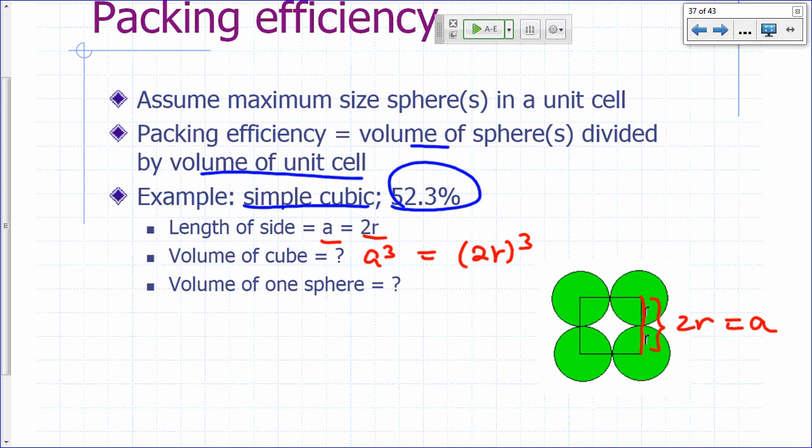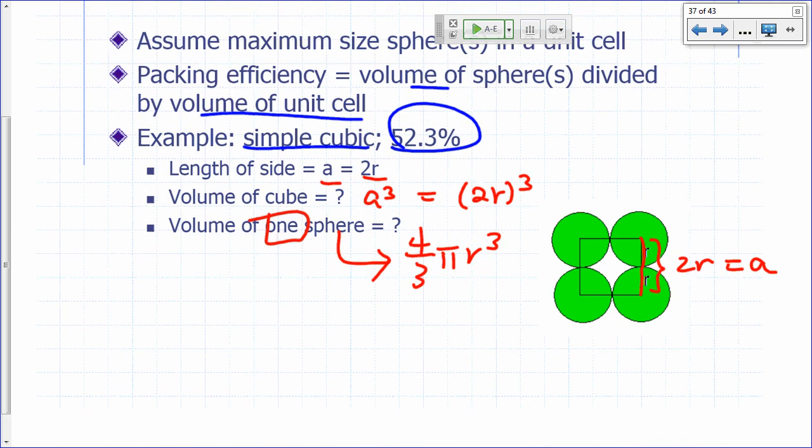What would be the volume of a sphere? You remember the formula for the volume of a sphere? It's 4/3 pi r cubed. Okay, so that's the volume of one sphere. Why are we talking just one sphere? Effectively, what did we say? How many spheres would be in your simple cubic cell? It's just one atom, right? One sphere. So that's the volume of the sphere divided by the volume of the cube. What would that be? So volume of the sphere is 4/3 pi r cubed divided by the volume of the cube, which is a cubed, which is 2r cubed.